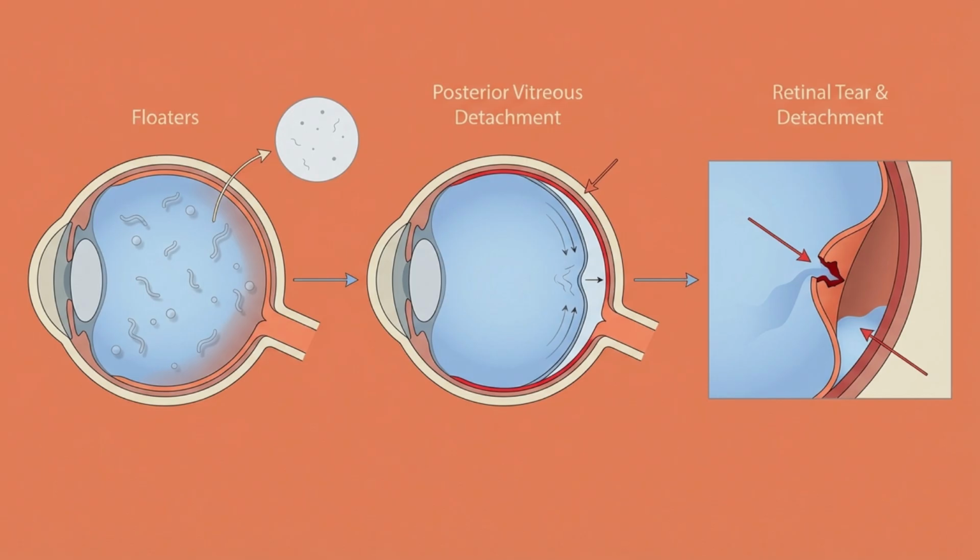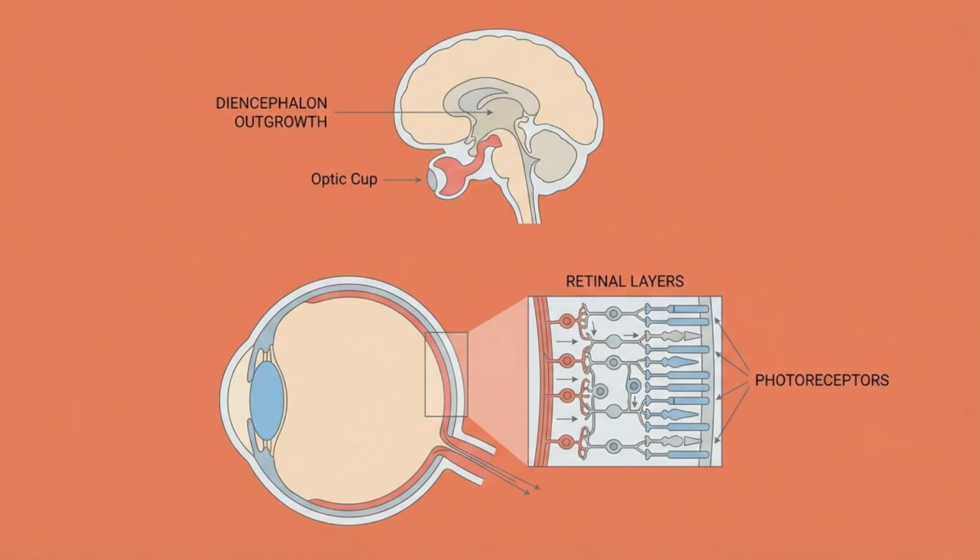For most people, they are harmless. In some cases, however, the vitreous pulls away from the retina, a condition called posterior vitreous detachment. And if the force is sufficient, it can create a retinal tear. A retinal tear, if unaddressed, can progress to a retinal detachment, one of the few ophthalmic emergencies that can cause permanent blindness within days.